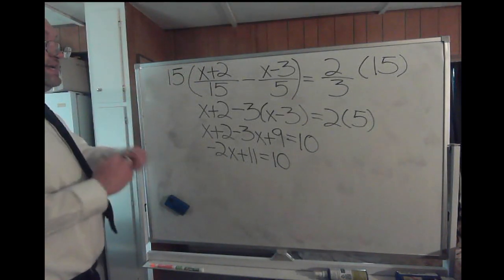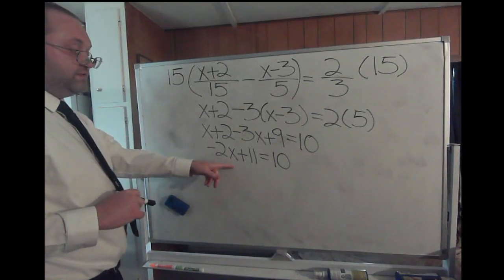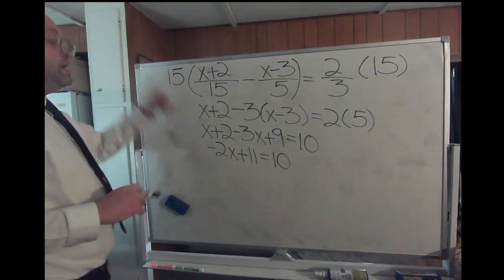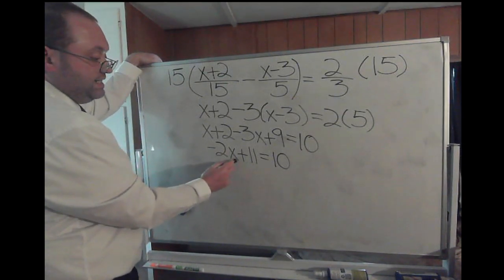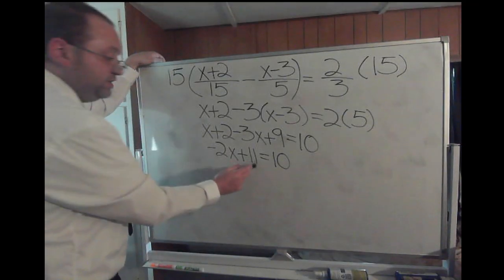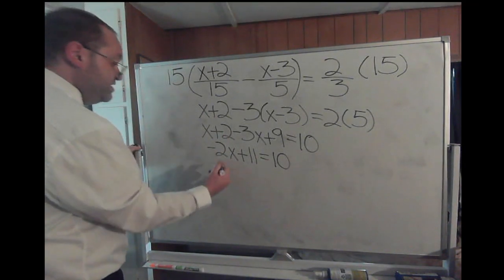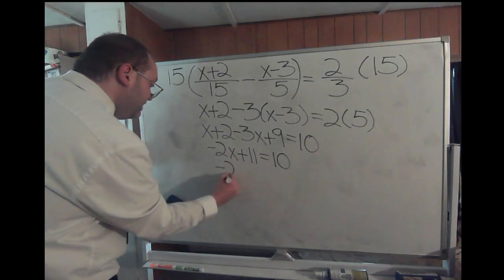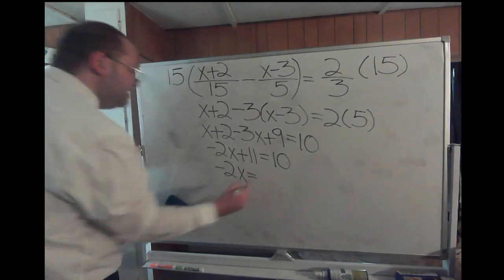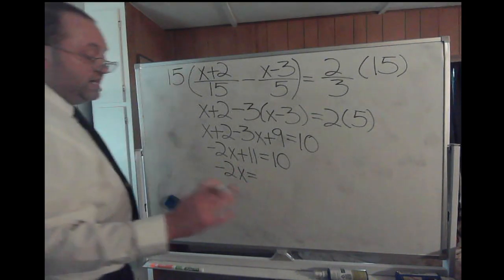Well, we want to get that negative 2x by itself, do we not? So, in order to get that negative 2x by itself, we have a plus 11. We need to subtract 11 from the left side. If we do that, you do in fact get negative 2x by itself, but what you do to one side, you've got to do to the other.